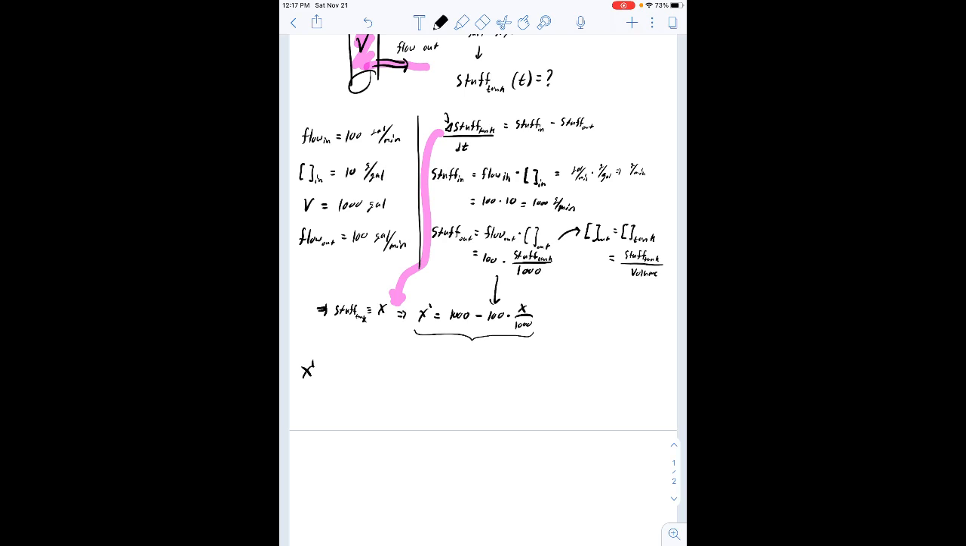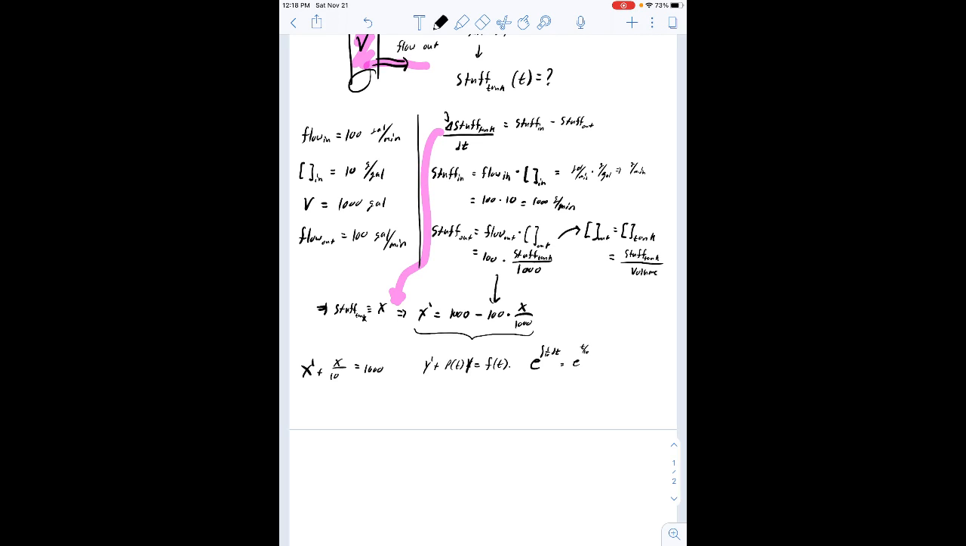Cool. So now we notice that this is actually in my integrating factor method form. So we say x prime plus, what is 100 divided by 1,000? So that's going to be x over 10 is going to be equal to 1,000. Okay? So now we say, okay, this is in the form y prime plus p of t y, or x in this case, is equal to f of t. So our integrating factor is e to the integral of 1 over 10 dt. So that's going to be e to the t over 10.